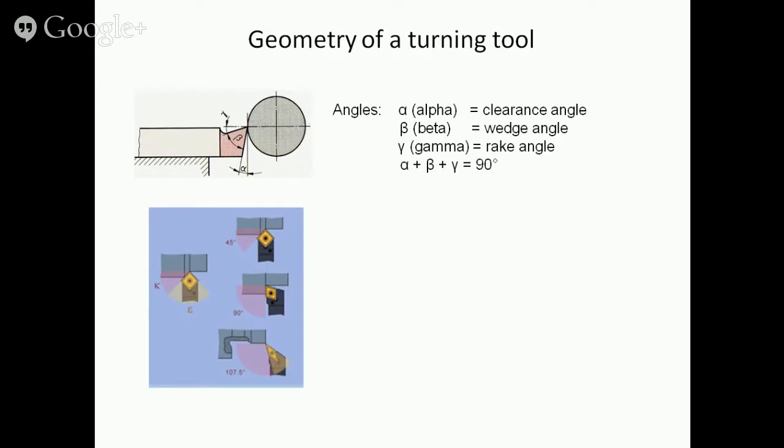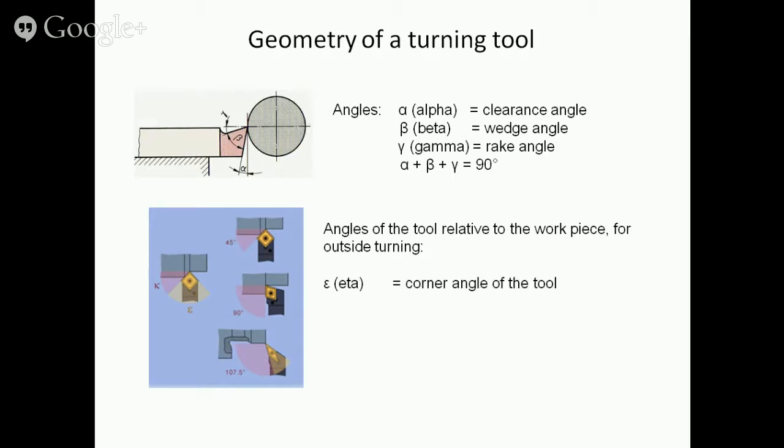Two more important angles are defined when we look from the top to the tool and the workpiece. Eta is the corner angle of the tool, formed by the main cutting edge and the front cutting edge. Kappa is the lead angle between the main cutting edge and the workpiece. The lead angle kappa is between 45 and 107.5 degrees.